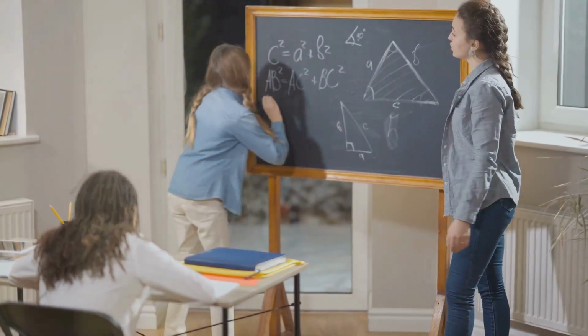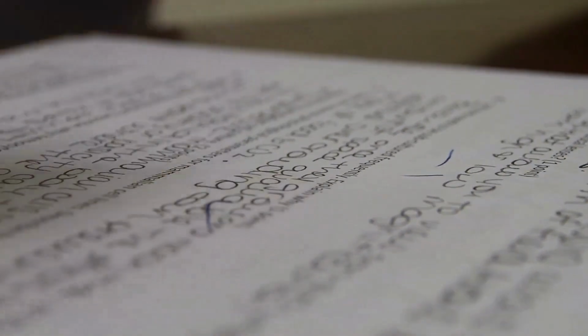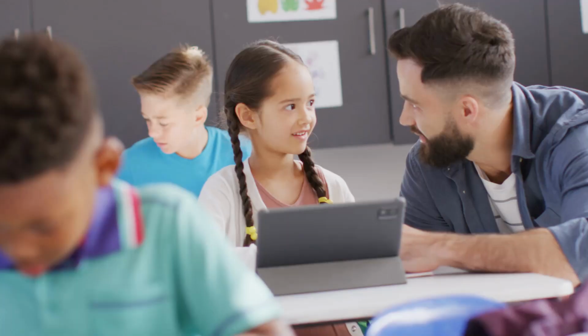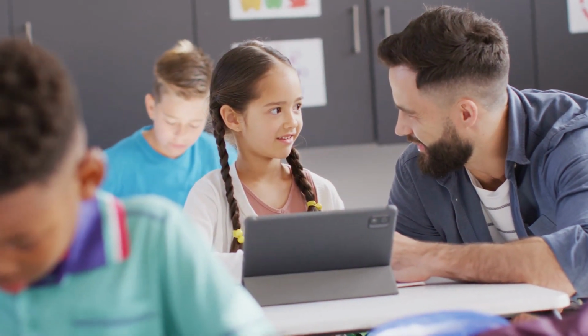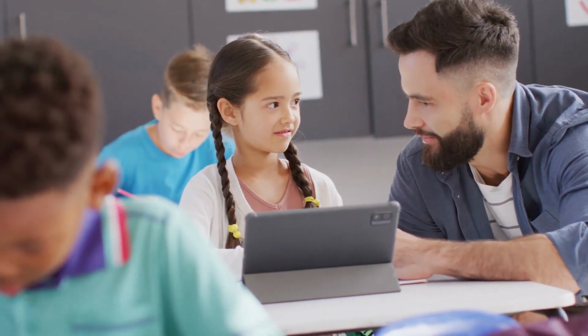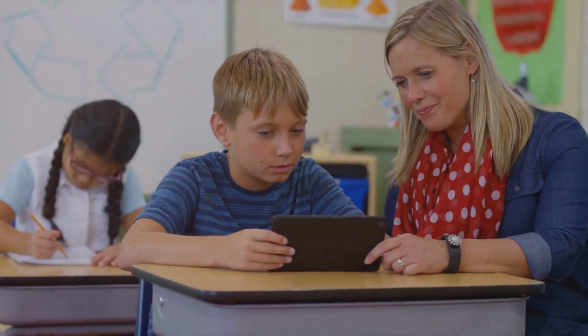The alignment between learning goals and assessment objectives is crucial. It ensures that the assessment accurately measures what is intended to be learned. When assessments are aligned with learning goals, they provide valuable insights into student progress and inform instructional decisions. This alignment also helps students understand the purpose of the assessment and how it connects to their overall learning.